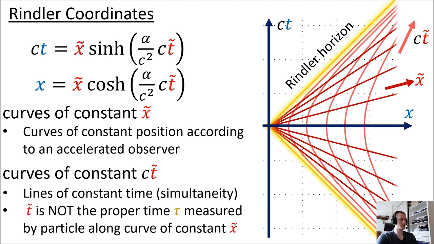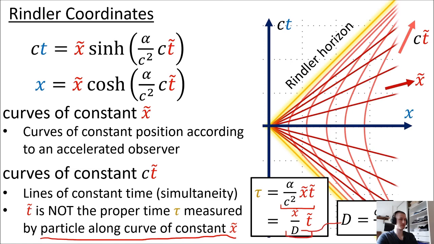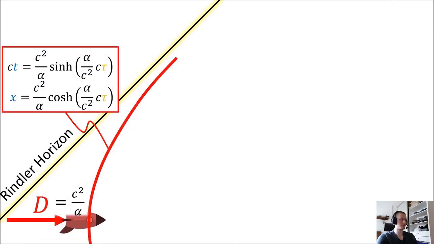It's important to note that the t tilde coordinate is not the proper time tau. This means that t tilde is not the time measured by a clock on the spaceship traveling along a given hyperbola. The proper time tau measured by a particle on a hyperbola of constant x tilde is actually given by tau equals alpha over c squared times x tilde times t tilde. Or equivalently, tau equals x tilde over the Rindler distance d times t tilde. I'll give a formal proof of this fact in Relativity 105 Part D, when I discuss proper time along curves, but here is some quick informal reasoning for it.